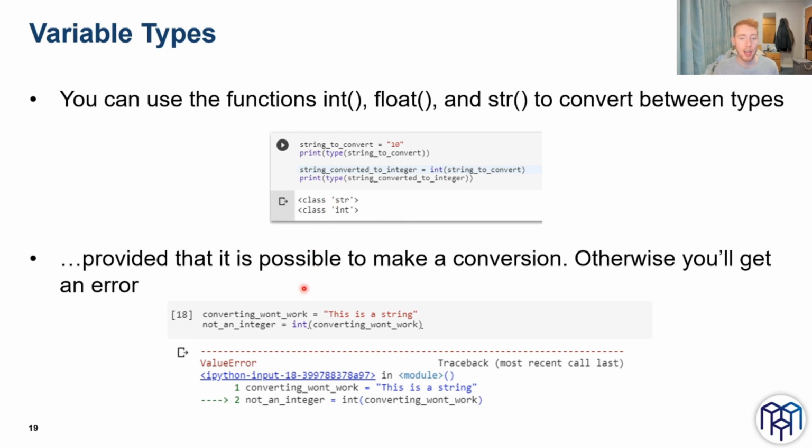And so this conversion will work fine as long as it can be converted. So 10, we can convert that to an integer. There's a meaningful understanding of the string 10 as an integer. But if we take, for example, this is a string and try to convert that to an integer, we're going to get a value error. Basically Python saying, what do you want me to do here? I don't know a numeric value that is the same as this is a string.